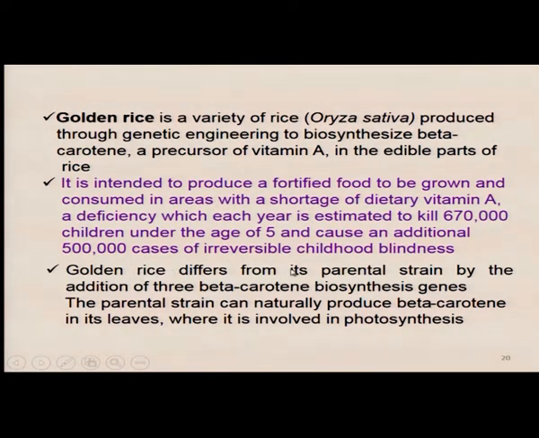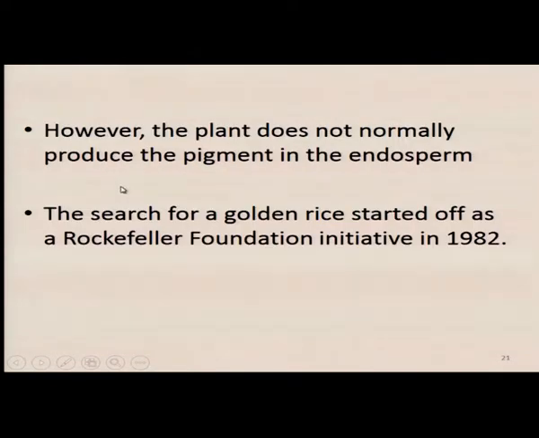Golden rice differs from its parental strain by the addition of 3 beta-carotene biosynthetic genes. The parental strain can naturally produce beta-carotene in its leaves, where it is involved in photosynthesis. However, even though the beta-carotene is present in the leaves, it doesn't get produced in the endosperm.